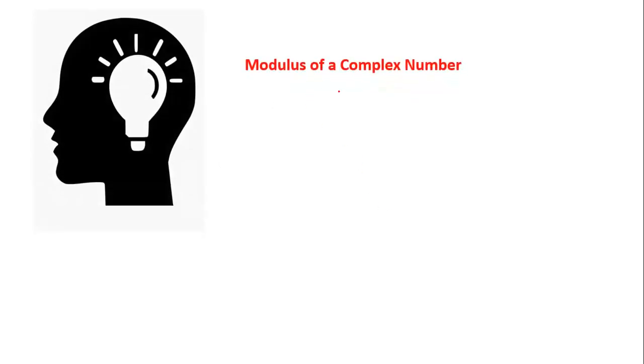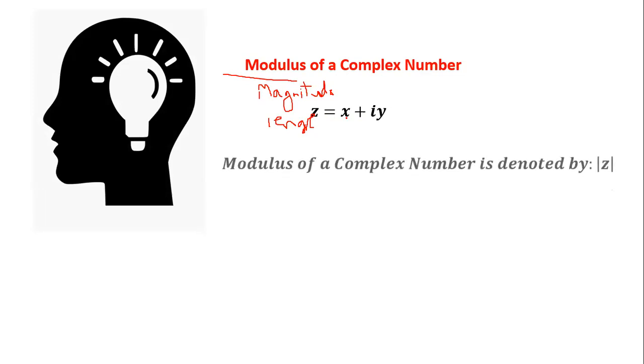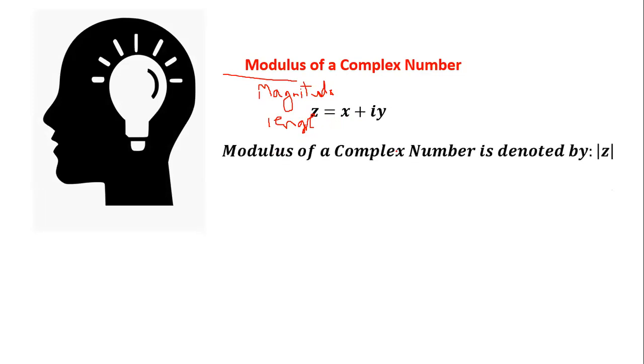What about modulus of a complex number? Modulus means magnitude, length. So it's about the magnitude or modulus of a complex number. As I already stated, the algebraic form of any complex number is z equal x plus iy. The modulus of any complex number is represented by this form.